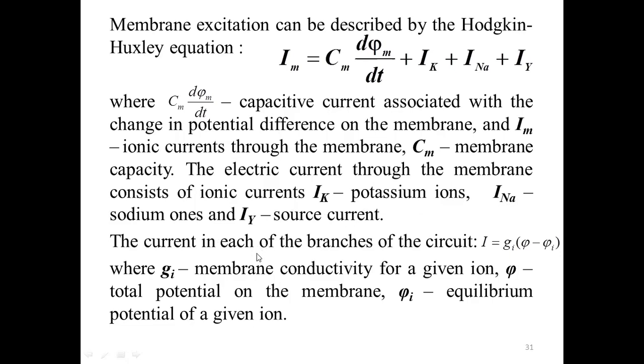And the current in each such branch of the circuit can be presented by such a formula, with Gi the membrane conductivity for a given ion, phi the total potential on the membrane, and phi i representing the equilibrium potential of the given ion.